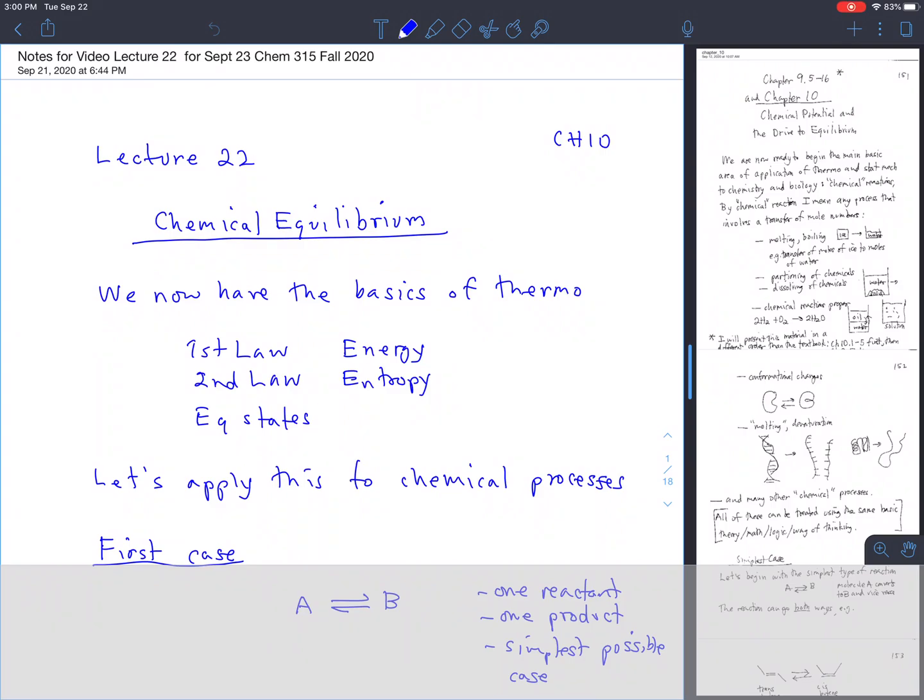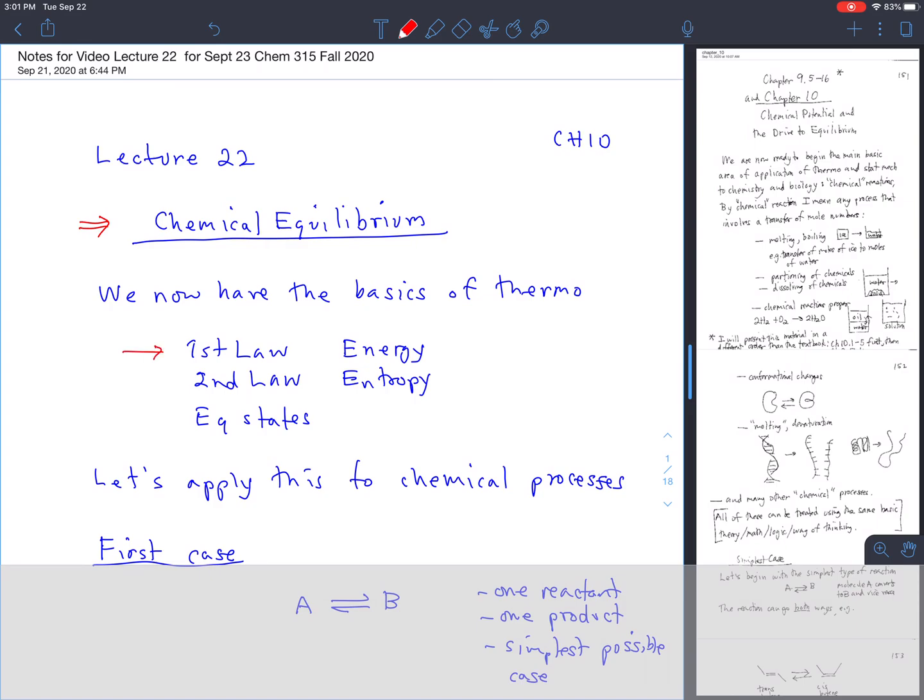All right, we are now ready to start a new section of the class. We've more or less finished with the foundations for thermodynamics, and we're ready to move on to the main area of application. And that means looking at what thermodynamics has to say about chemical equilibrium. We've talked about it in a general way. Now we need to do something a good deal more specific.